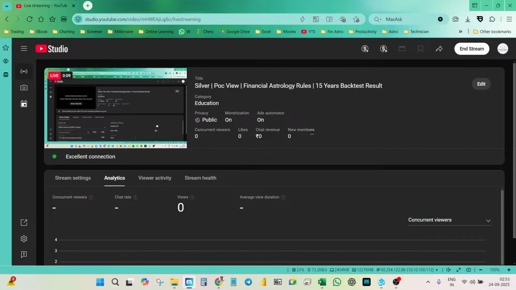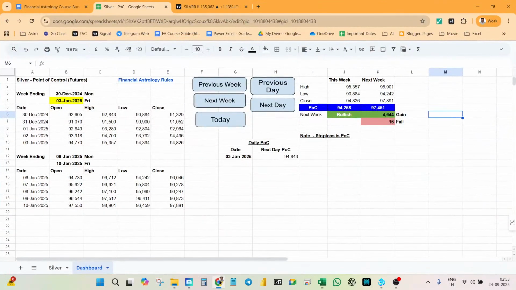Today I'm just explaining about the silver POC view. I've been explaining about the point of control, called POC, in my previous several webinars. So today I'll show you how silver is working under POC, what the backtest result is, and what the rules are. Let us see.